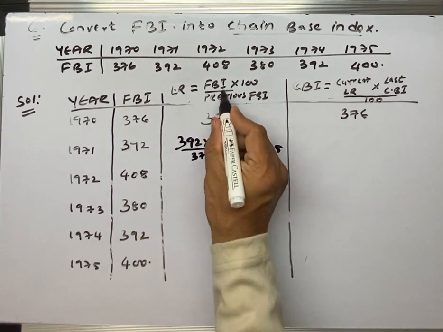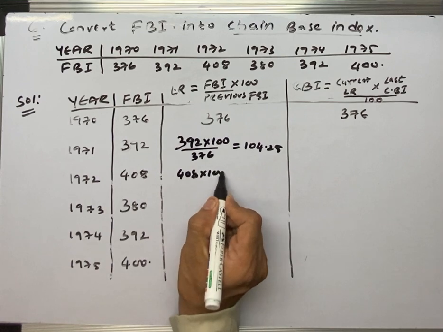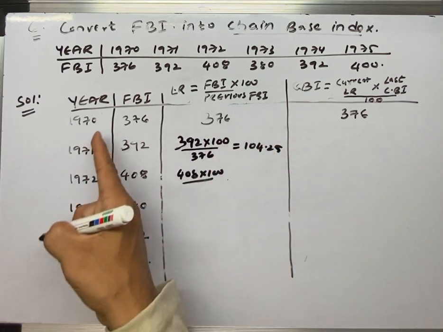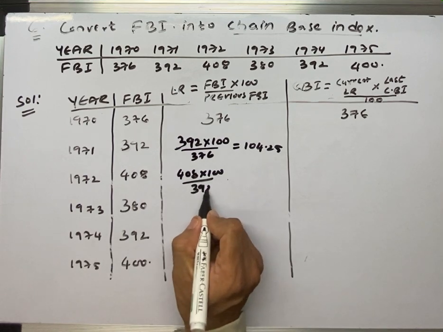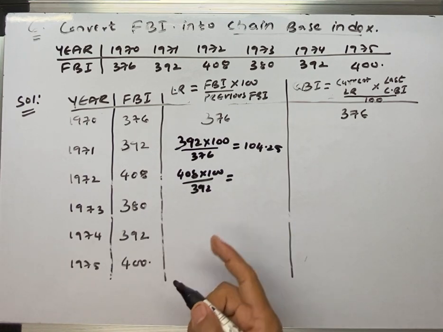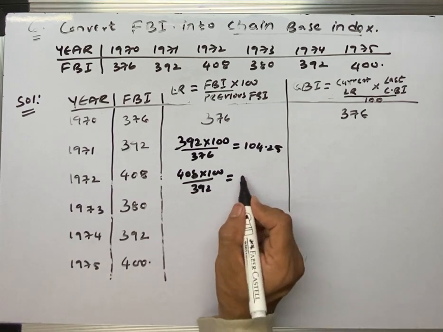Then same thing, FBI, whatever FBI is there, 408 into 100 divided by previous FBI. Don't take these values. Previous FBI means this 392, equals 104.08.